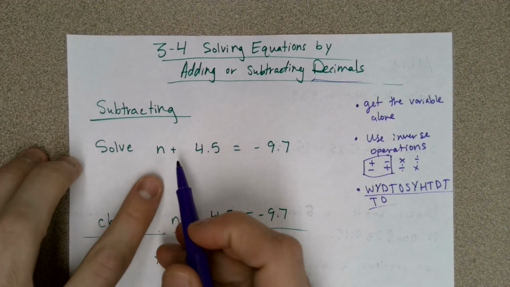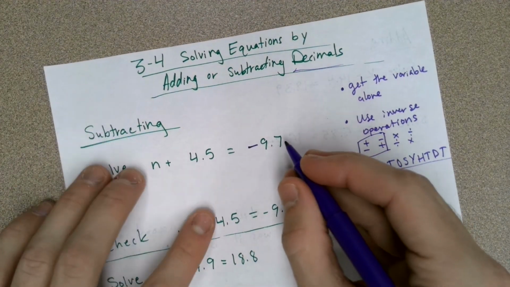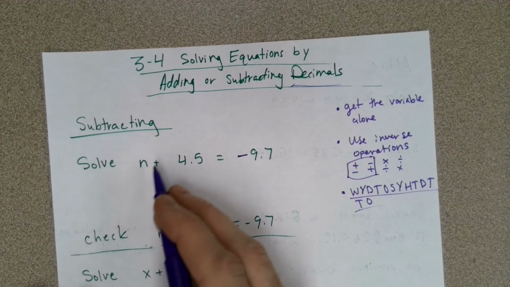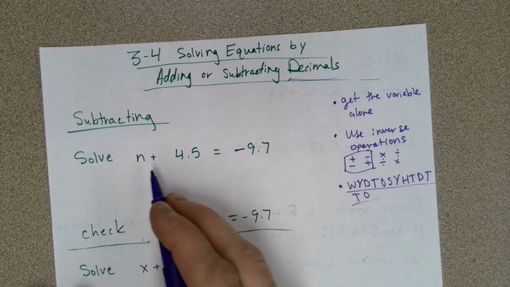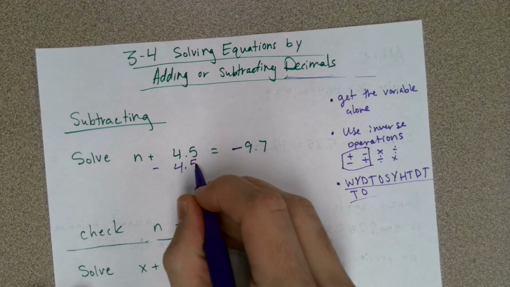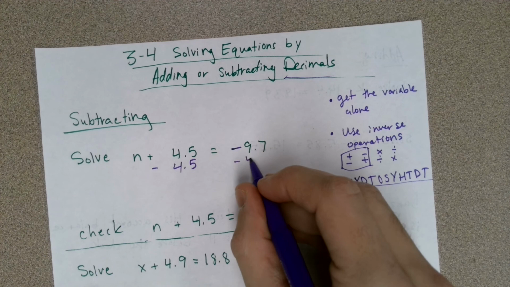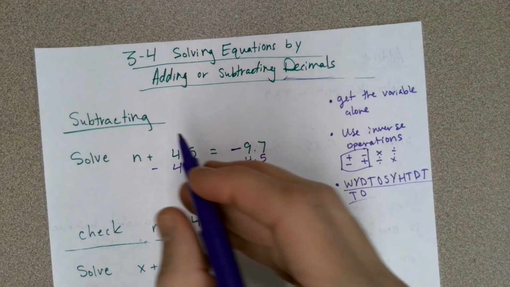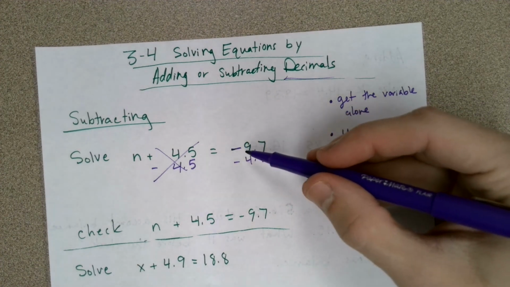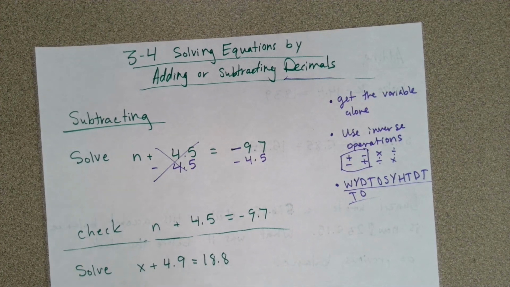So let's look at this first one we have right here. n plus 4.5 equals negative 9.7. So the first thing is to get the variable alone. To do that, I have to use my inverse operations. It's adding, so I am going to subtract. Subtract 4.5 to cancel those out. Whatever I do to one side, I have to do to the other. These are going to cancel each other out. I know that I have a negative, and I'm going to subtract from it, so that's almost like adding.